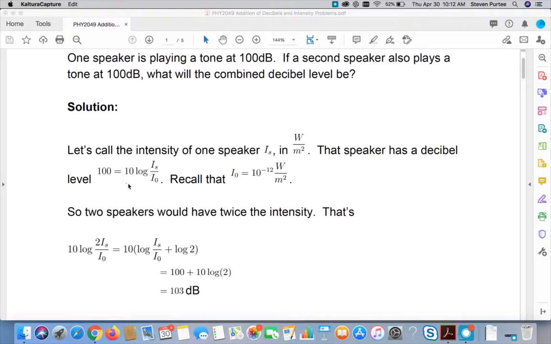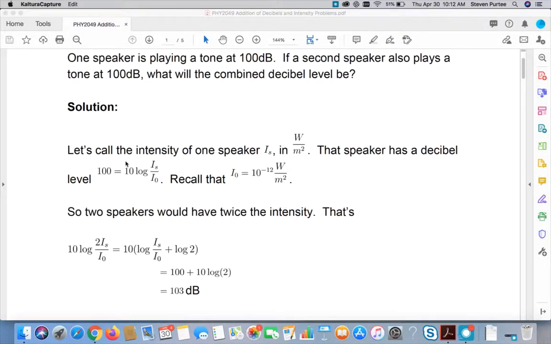Remember, this is our formula for decibels: 10 log base 10, this is common log, base 10, of the intensity of your source divided by I naught, where I naught is about the threshold of human hearing, 10 to the negative 12 watts per square meter. So we know I_s, the intensity from one speaker, satisfies this.